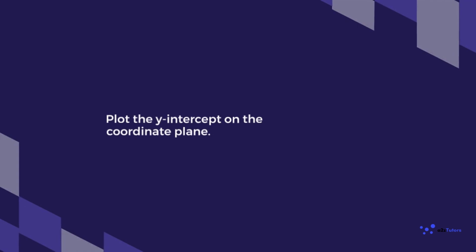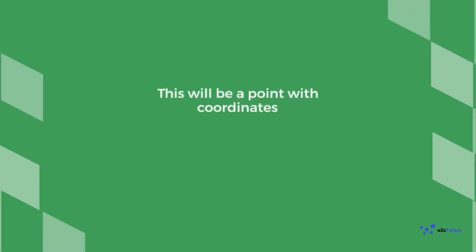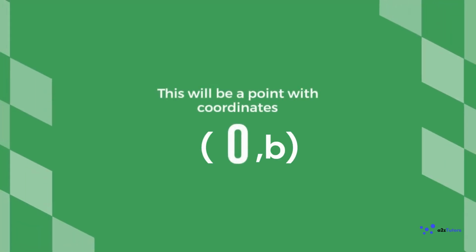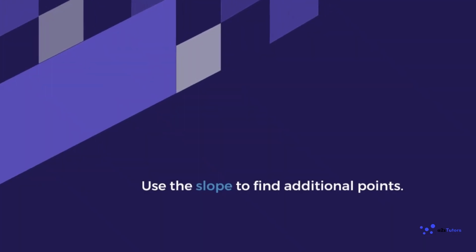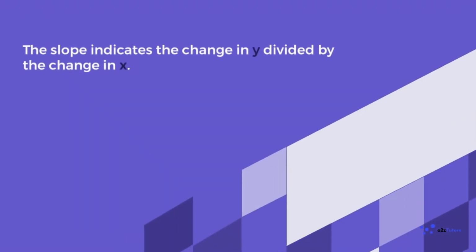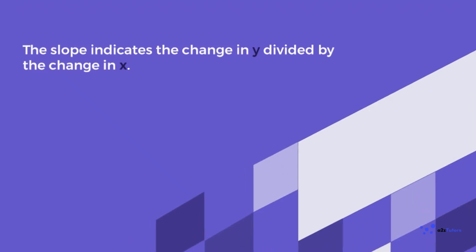Plot the y-intercept on the coordinate plane. This will be a point with coordinates (0, b). Use the slope to find additional points. The slope indicates the change in y divided by the change in x.